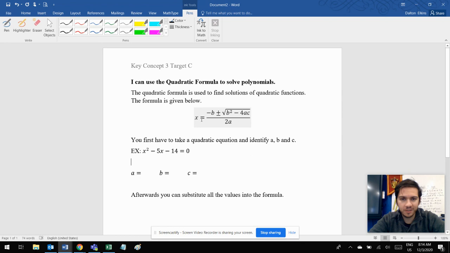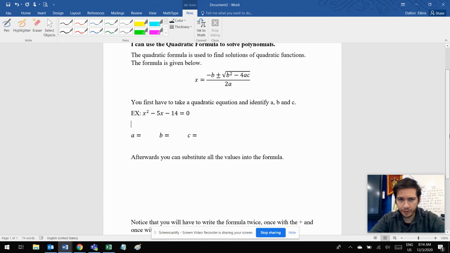It's x is equal to negative b plus or minus the square root of b squared minus 4ac, all over 2a. Now, it is a mouthful. It is kind of a monster, but we're going to take it step by step, and I'm going to show you a quick example here.